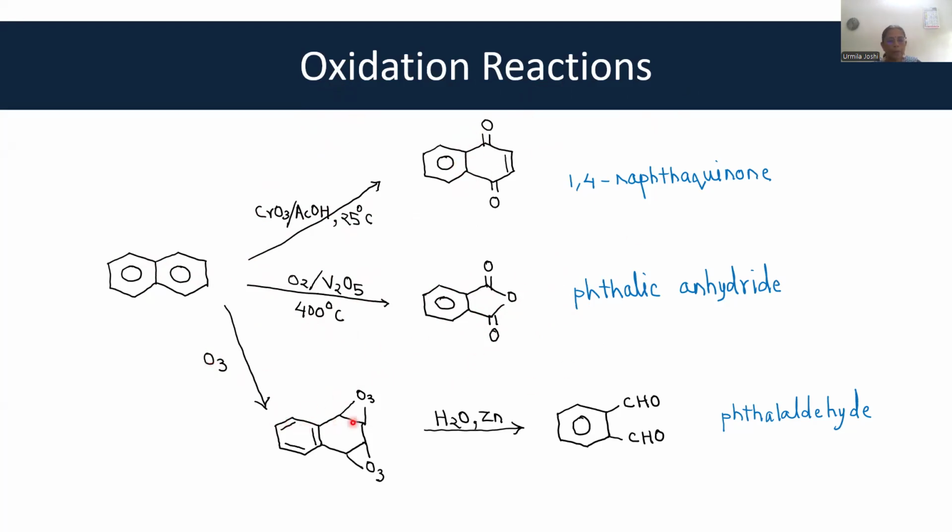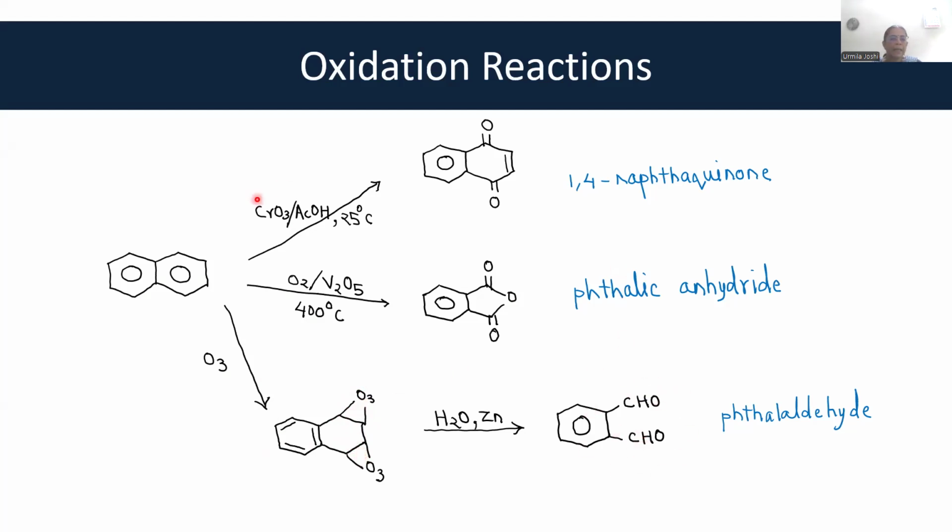So how to remember this: ozonolysis occurs at only these two double bonds. Okay, the other benzene ring is intact. So the ozonolysis occurs over here, and so the breakdown will be here and here, and therefore phthalaldehyde will be formed.